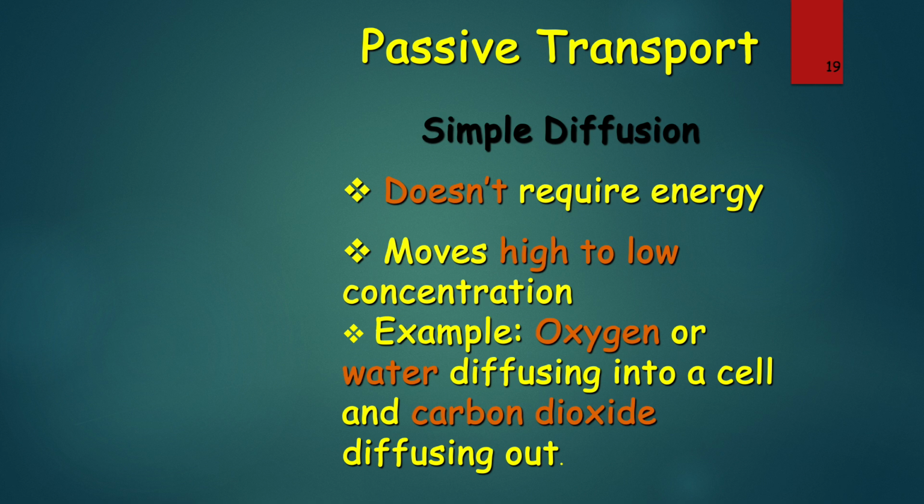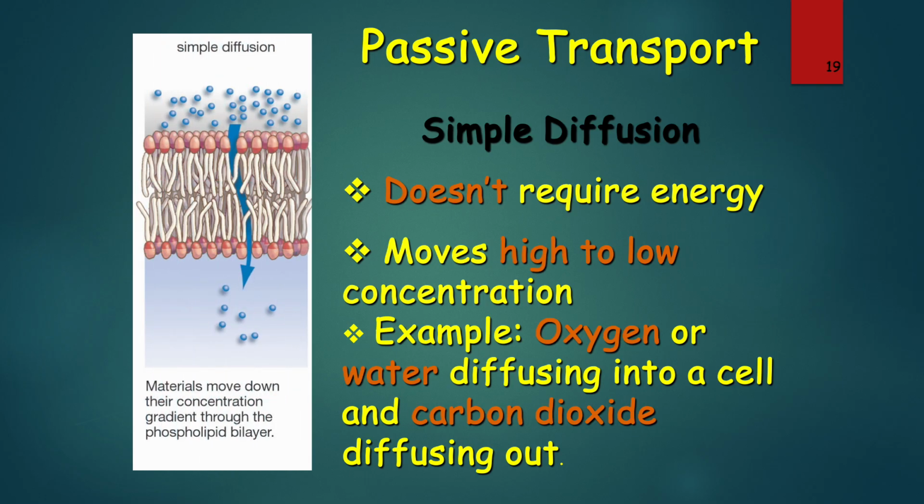Passive transport, again, looking at specific examples. Simple diffusion doesn't require energy. It moves from a high concentration area to a low concentration. An example is oxygen or water diffusing into a cell and carbon dioxide diffusing out of a cell.